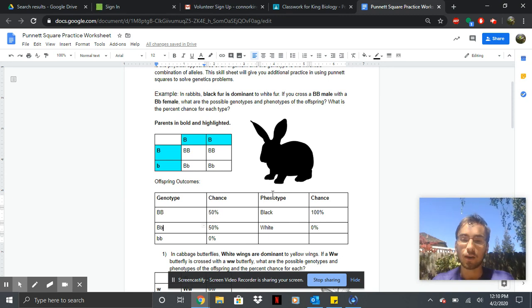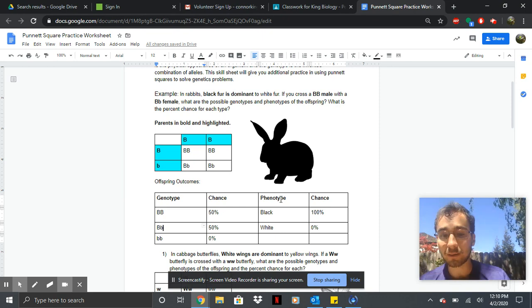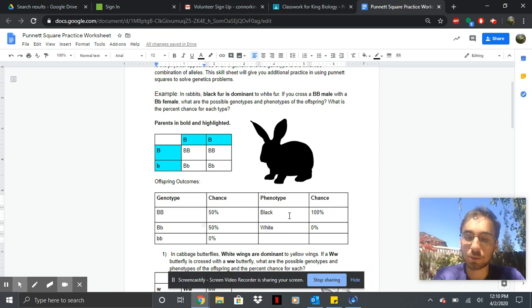And then on the side over here, you're going to do phenotype. You're going to tell me what the children are going to look like. Since all four of these kids have a capital B, 100% of the rabbits are going to be black. And since there's no lowercase b, there are going to be 0 white rabbits. This whole family of rabbits, all black.